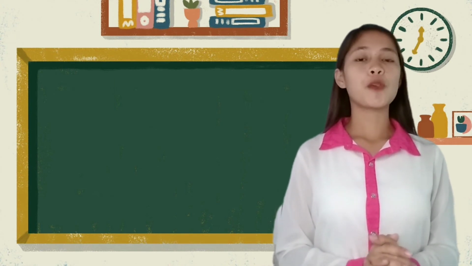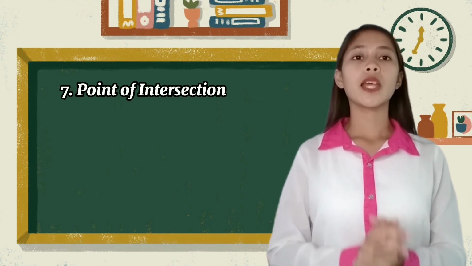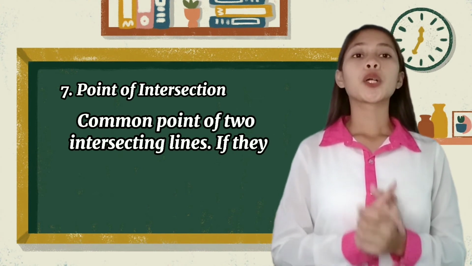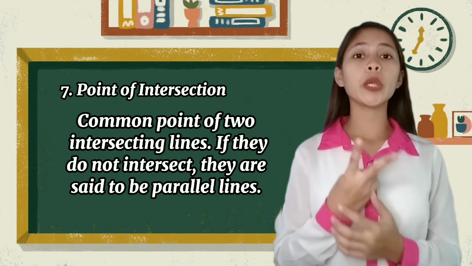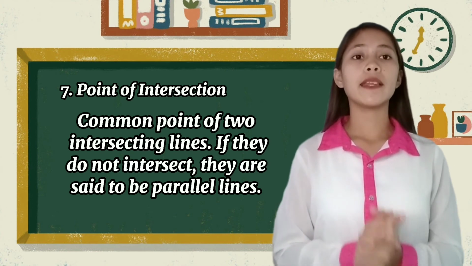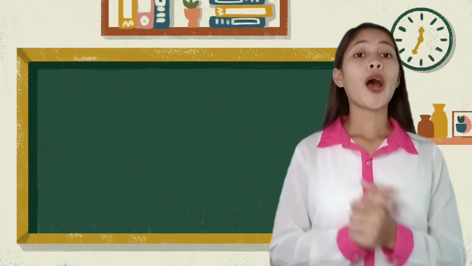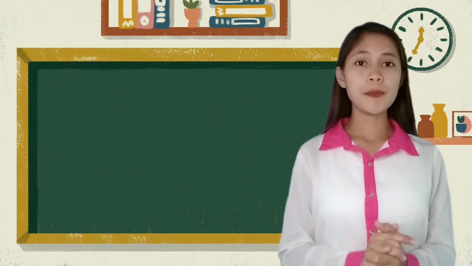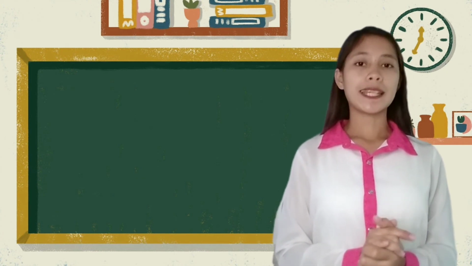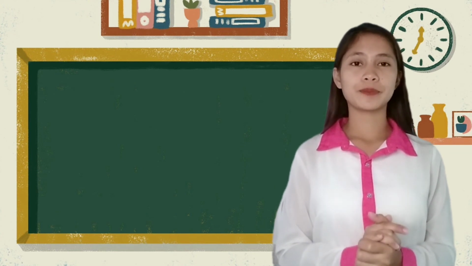And the last geometry concept is the point of intersection. It refers to the common point of two intersecting lines. If they do not intersect, then they are said to be parallel lines. Are we clear with the basic geometry concepts? Again, what are the 7 basic geometry concepts?